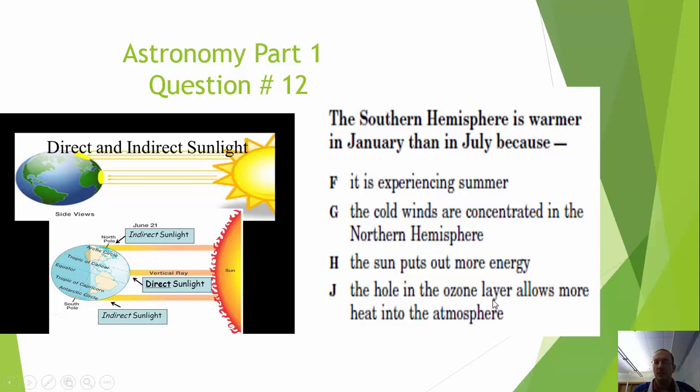Or is it J, the hole in the ozone layer allows more heat into the atmosphere? The sun's rays are able to penetrate through the ozone layer regardless. That's not really part of this question at all. The southern hemisphere is warmer in January than in July because it is actually tilted towards receiving more direct sunlight. The picture here shows that the northern hemisphere is receiving direct sunlight. However, the question here is asking whether the southern hemisphere is warmer because it is experiencing summer. So the best answer here is F, experiencing summer, because the direct sunlight is hitting it.